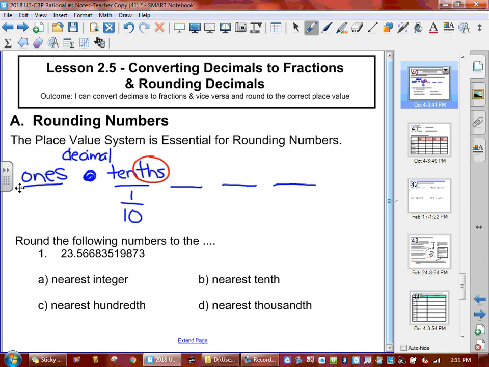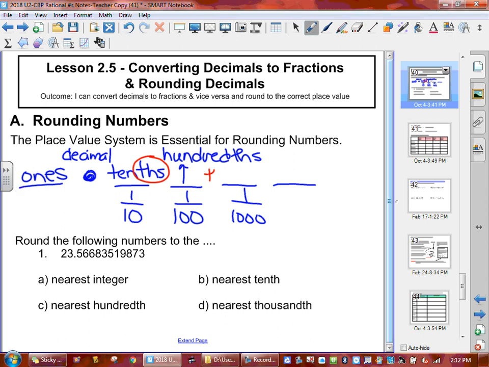2. So it's going to be 1 over 100. This is hundredths. THS, hundredths. And now we are going to go to the next one. Add 1 more 0. We're going to go 1 over 1,000. So that's going to be thousandths. THOUSAND. THS. Thousandths. Okay? And what's after that? 10 thousandths. So we're going to have 1 over 10,000.